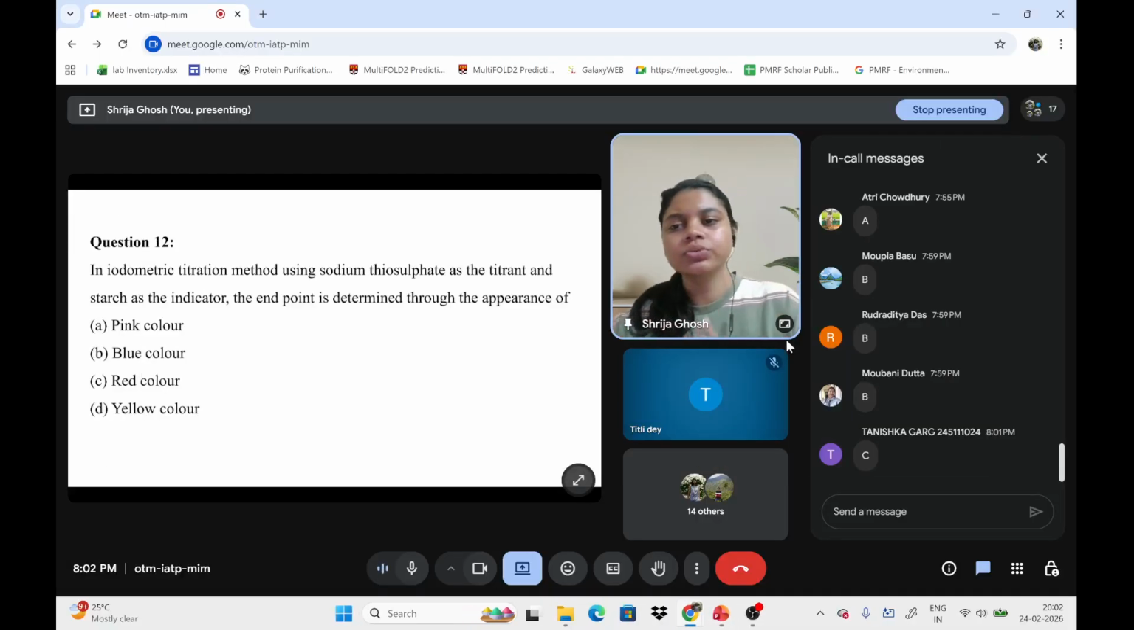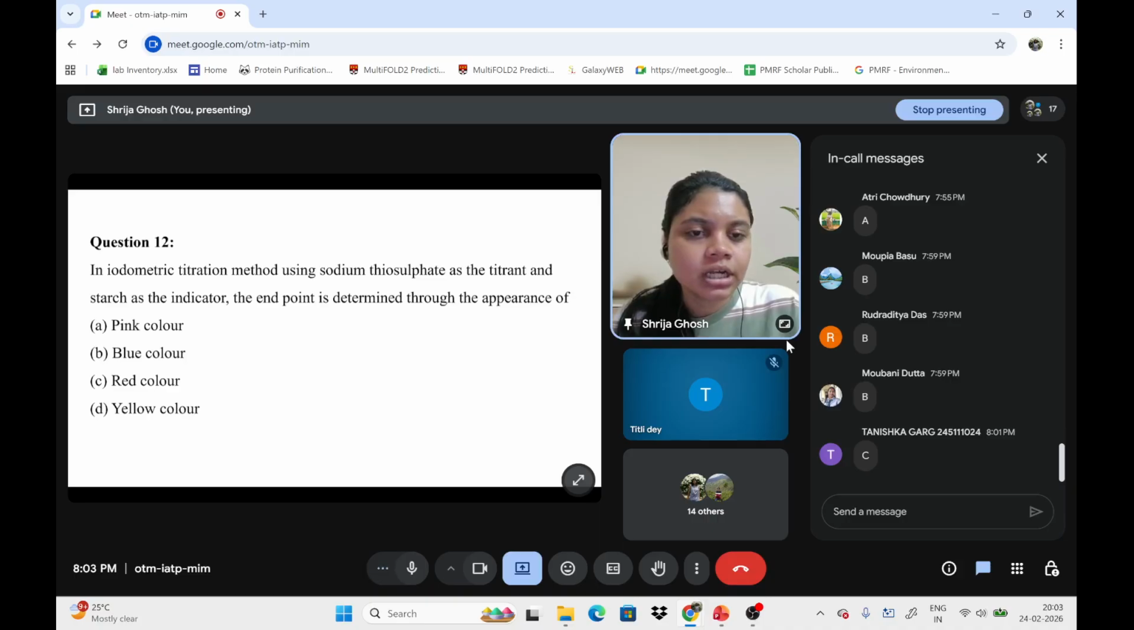Moving to the next question, question number 12. In iodometric titration method using sodium thiosulfate as titrant and starch as the indicator, the endpoint is determined through the appearance of. Options are: A, pink color; B, blue color; C, red color; and D, yellow color. Pink, blue, red, and yellow.